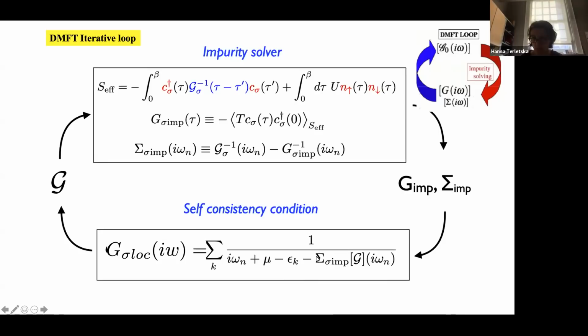So this goes here. And then once you have this, you can calculate a new Weiss field, which you need as an input to define your impurity problem. And this can be calculated using, again, the Dyson equation, but now you're using the local lattice Green's function. And you do this iteratively until things converge, so until the impurity Green's function is equal to the local lattice Green's function.